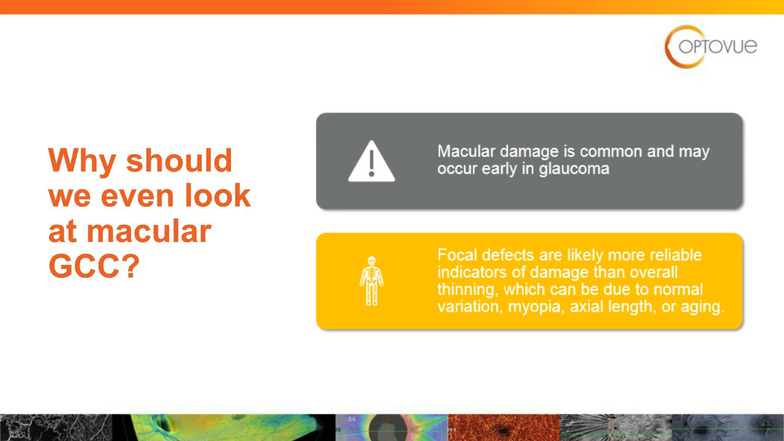Well, we know that it is, because we know that macular damage is common and may occur early in glaucoma. Some studies say, and Dr. Hood from New York is kind of leading the charge in this, that you may notice macular damage in 50% of all glaucoma patients. And so we now know how important the ganglion cell complex scan is, and how important it is to look in the macular area. We also know that focal defects are more reliable indicators of damage than sometimes overall thinning.